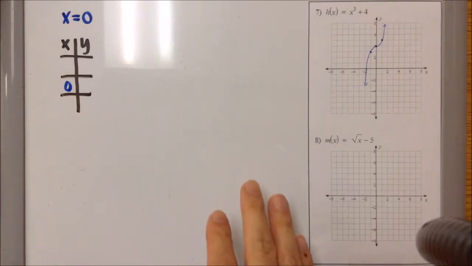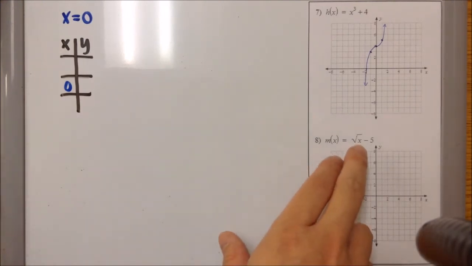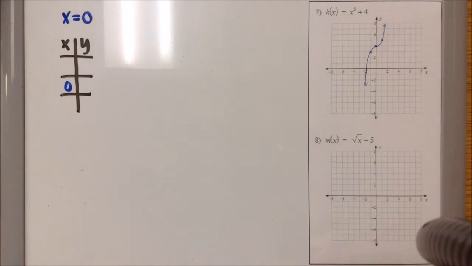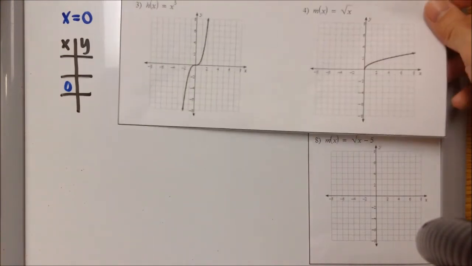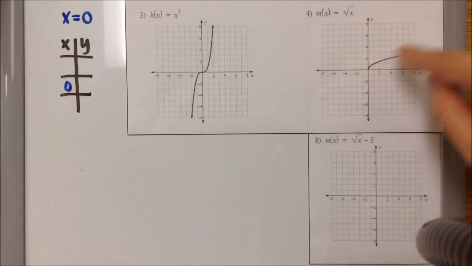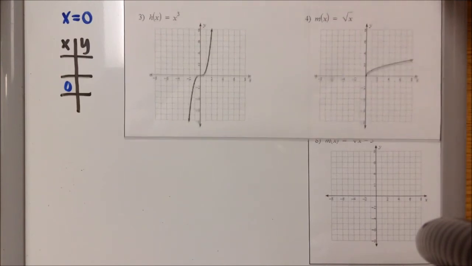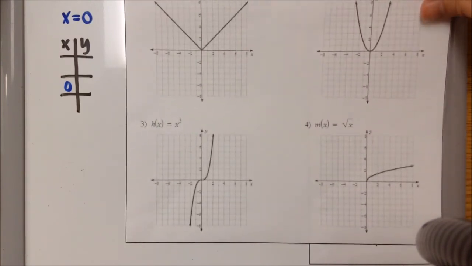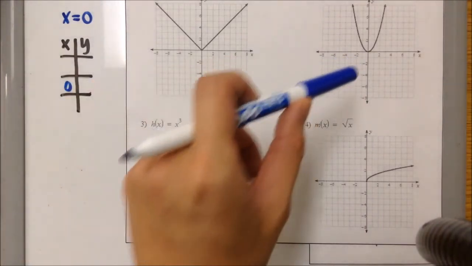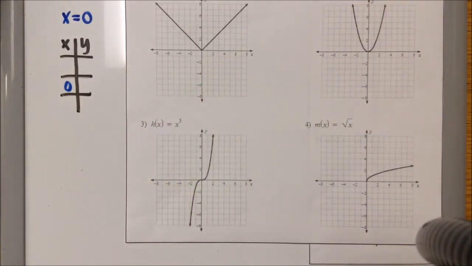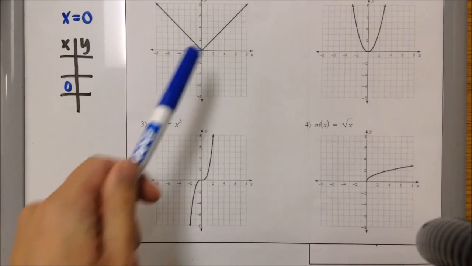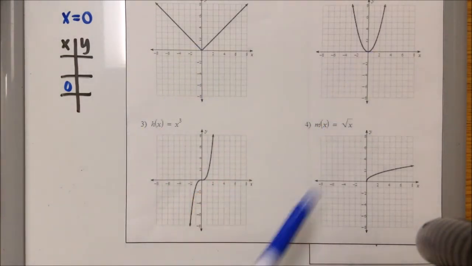Well, wait a minute. This is a different function. It has a square root. So let's go back. Here's the square root function. Then we notice that these 3 functions here have a center or a vertex. Vertex, vertex, vertex. But this one does not.